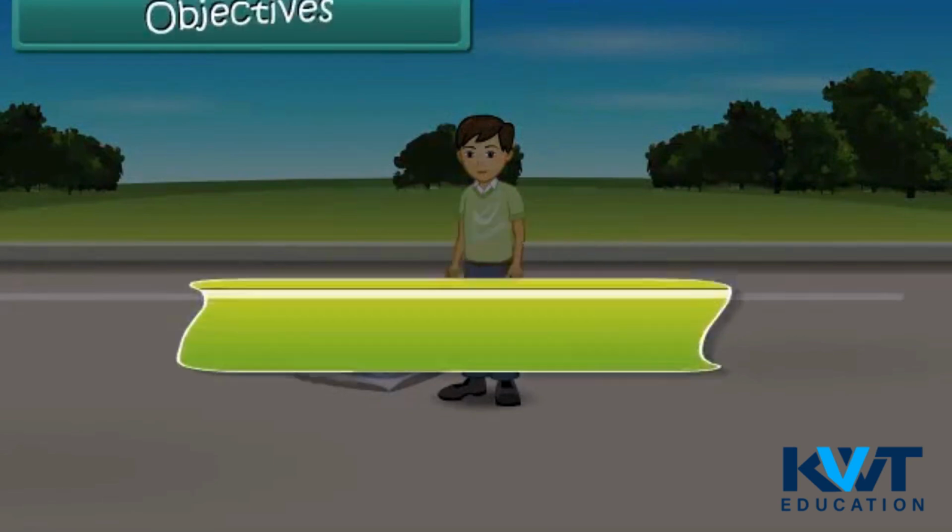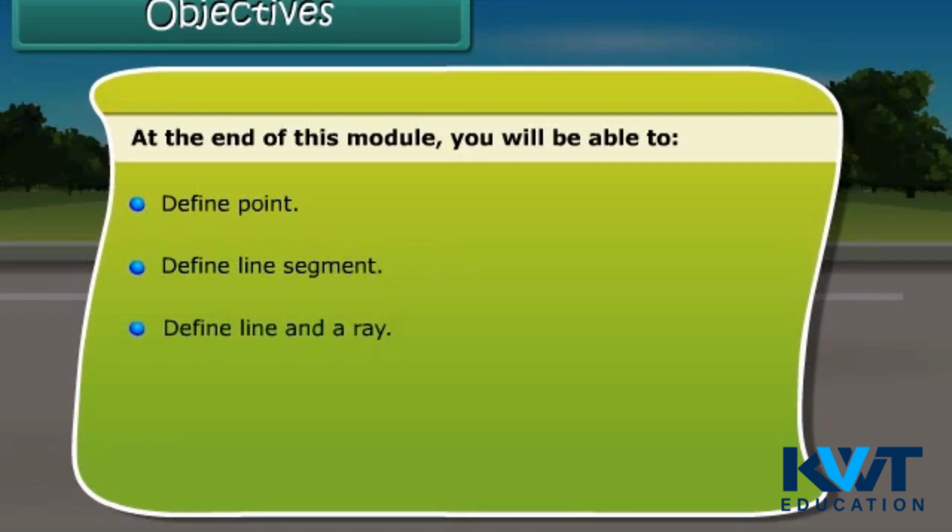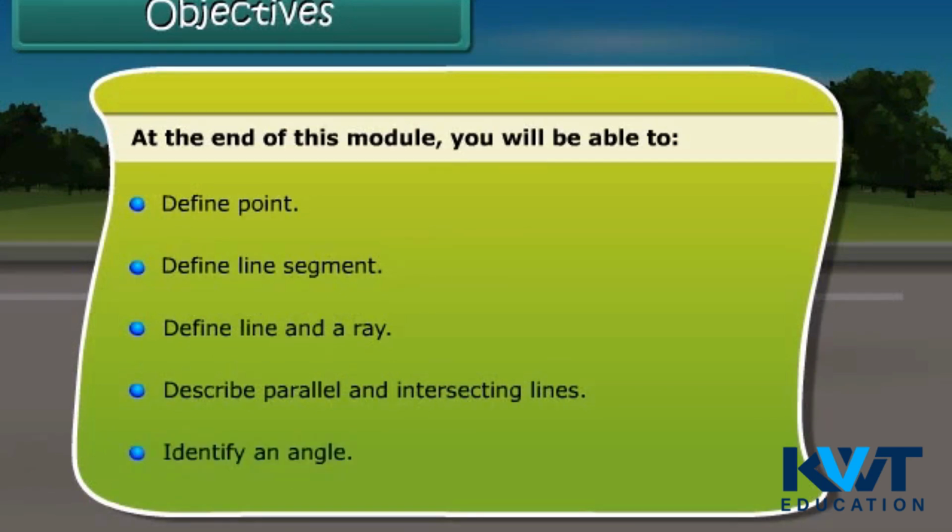Objectives. At the end of this lesson, you will be able to define point, define line segment, define line and a ray, describe parallel and intersecting lines, identify an angle.